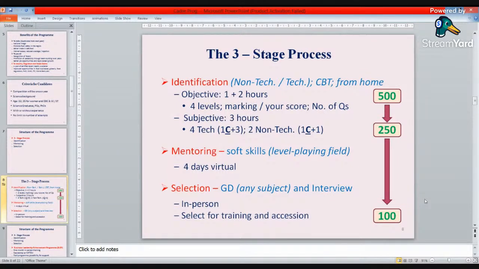And these 250 people, after this mentoring program, will go in for group discussion and interview. Group discussion and interview will not be virtual, it will be in person. And in group discussion, it could be any subject under the sun.